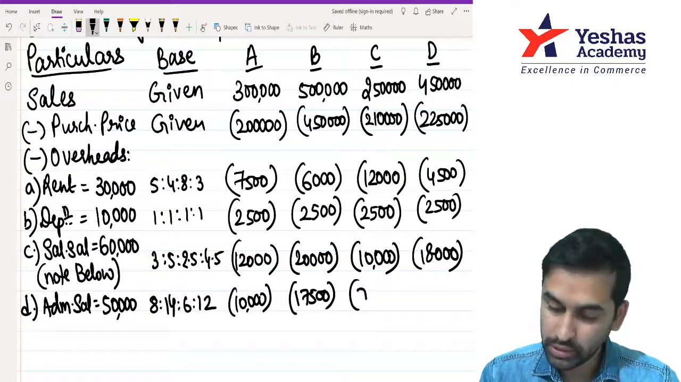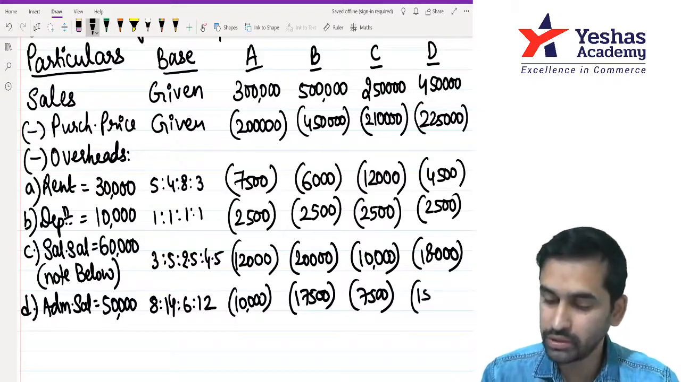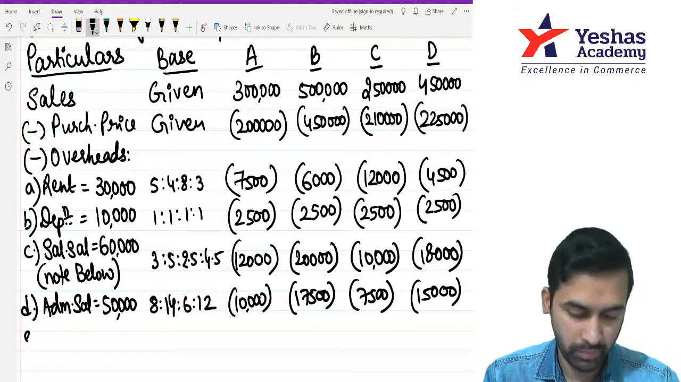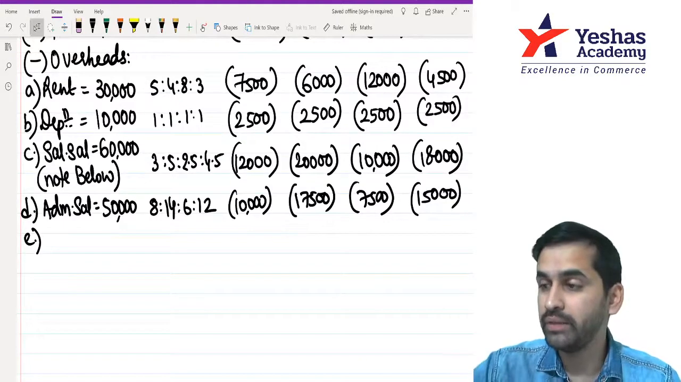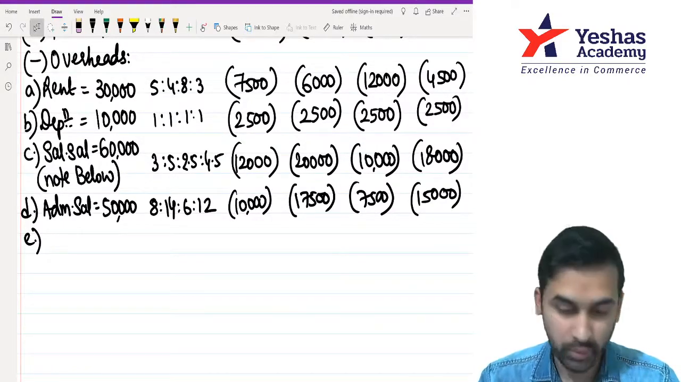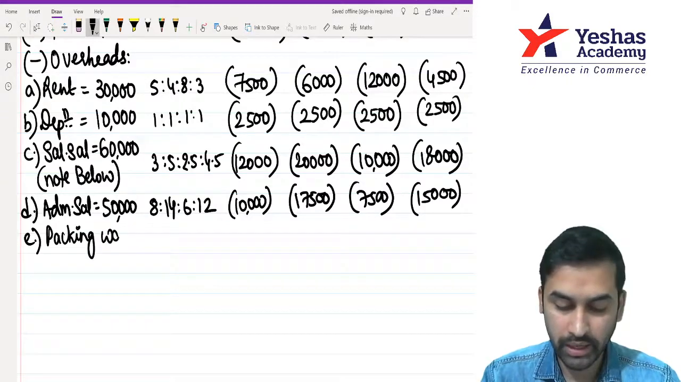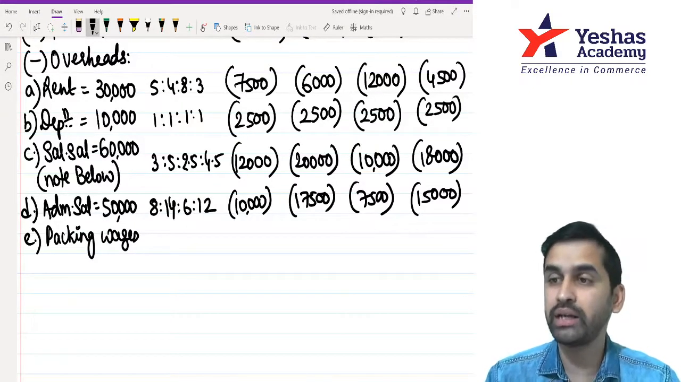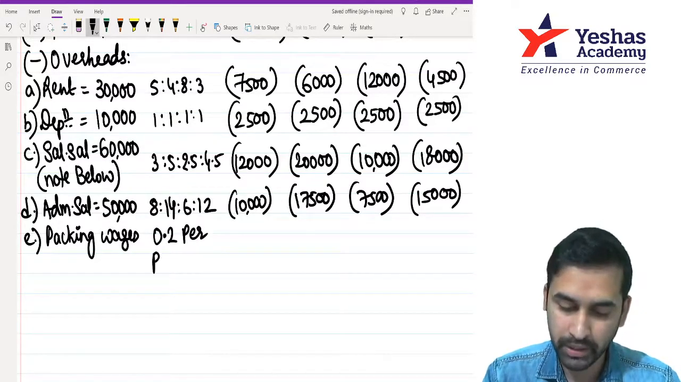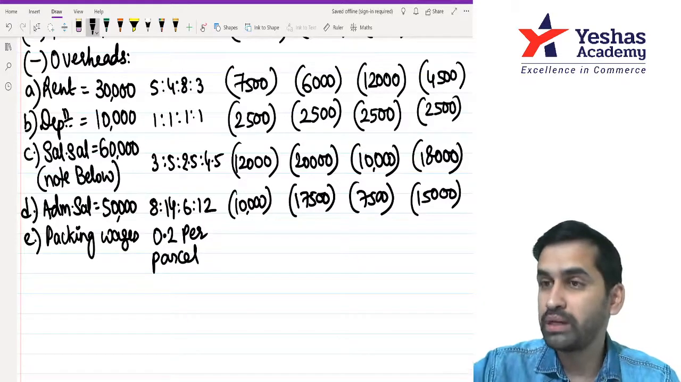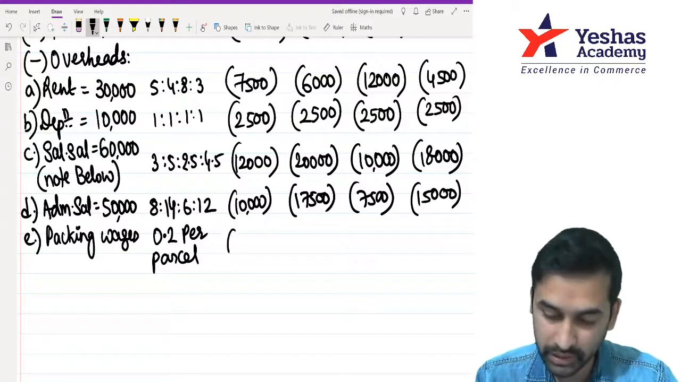Next number is 7,500. Last number 15,000. All right, next, item E, packing wages, and it is given in the question as 20 paise per parcel. So here you write 0.2 per parcel. Now you multiply number of parcels, 1 lakh into 0.2, correct, 20,000.